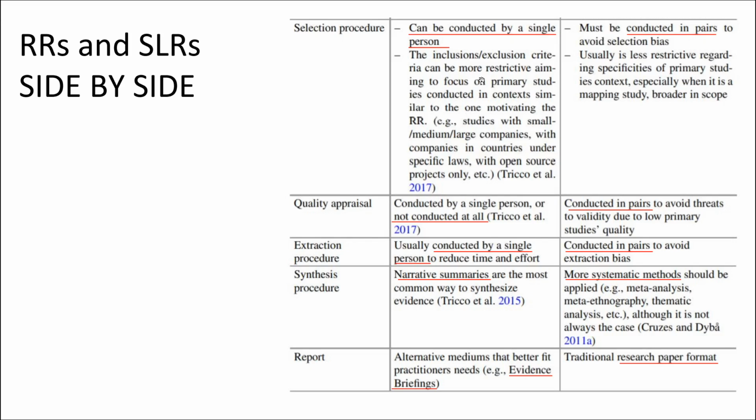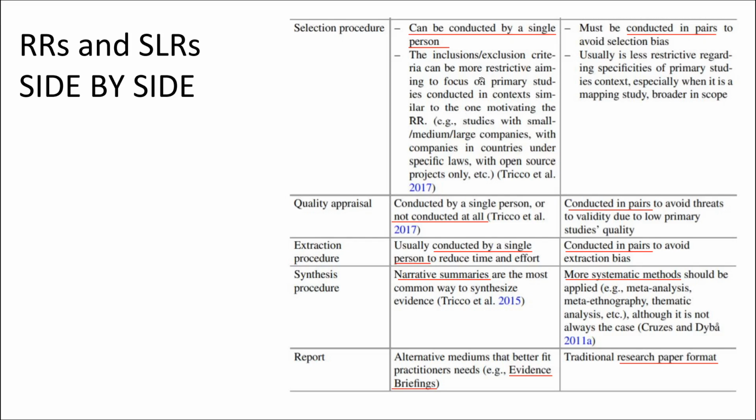Regarding quality appraisal, in rapid reviews you can skip this step or conduct it with just a single person, while in systematic reviews we usually conduct it in pairs. Regarding the extraction procedure, the same thing: rapid reviews, single person; systematic reviews, in pairs.